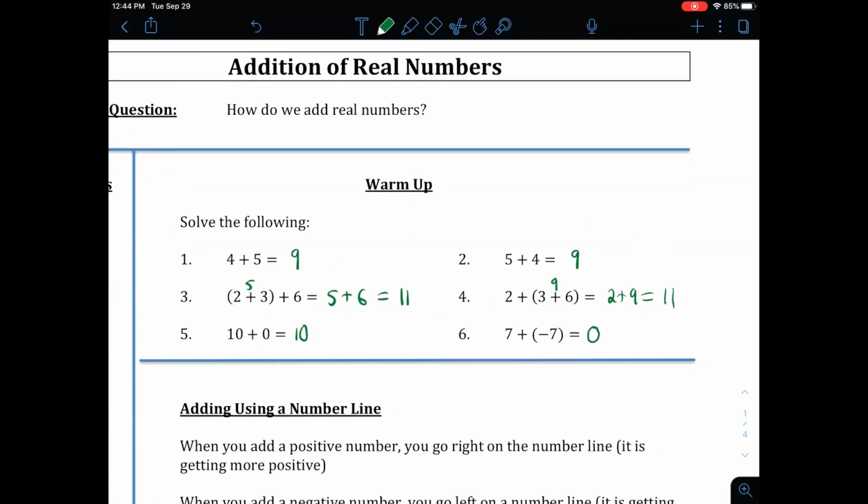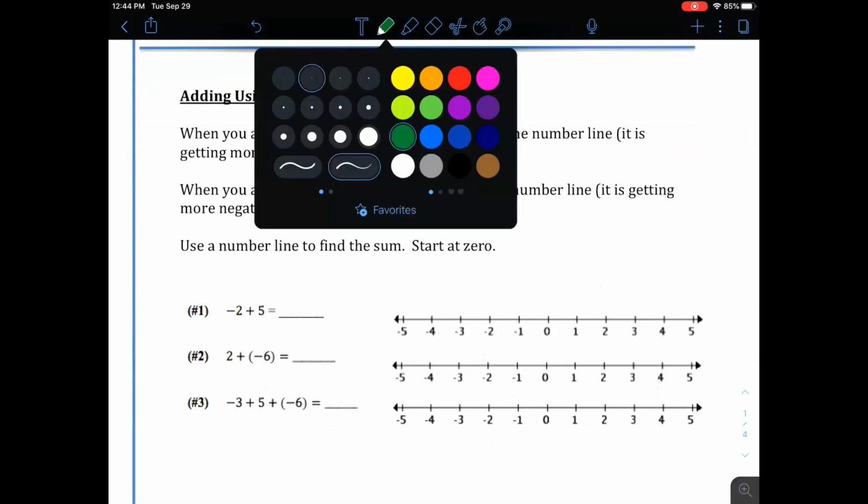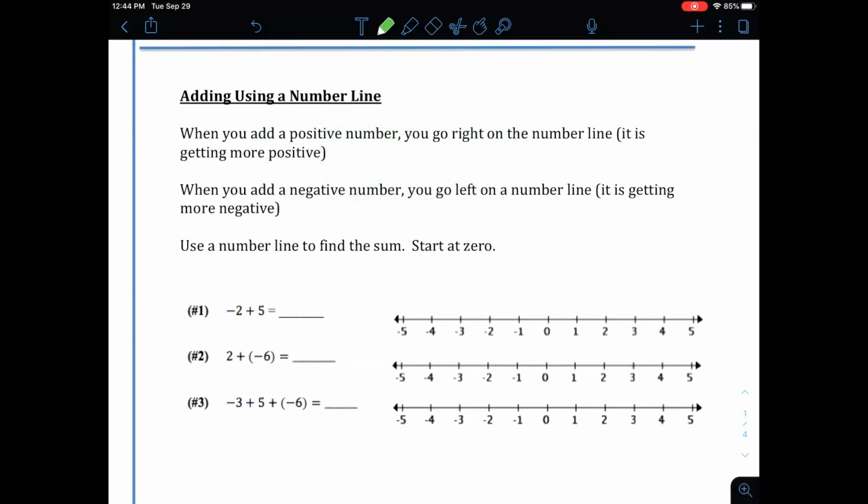Cool, we'll come back to those in a little while, but for right now, we're going to be talking about adding using a number line. Okay, so it says when you add a positive number, you go right on the number line. It is getting more positive. And when you add a negative number, you go left on the number line. It is getting more negative. Okay, use the number line to find the sum.